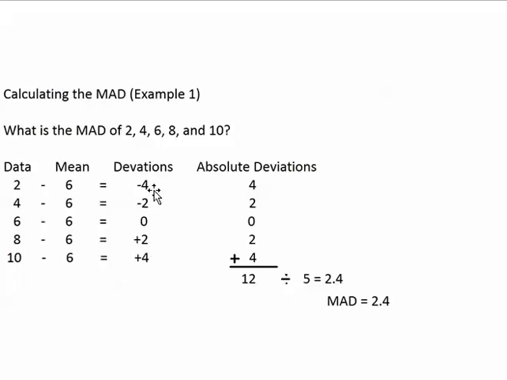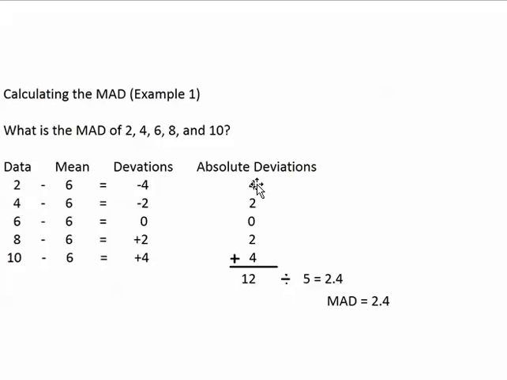After finding the deviations, we remove each sign from the deviations to get values called absolute deviations. So -4 becomes 4, -2 becomes 2, 0 stays 0, +2 becomes 2, and +4 becomes 4. Once we remove the signs from the deviations, we get our absolute deviations. And each absolute deviation only tells us one thing. It tells us how far the data value is from the mean. An absolute deviation doesn't tell you if the data value is below or above the mean. It only tells you the distance from the data value to the mean. So this absolute deviation of 4 is just telling us that 2 is 4 away from 6. This deviation of 2 is just telling us that 4 is 2 away from 6.